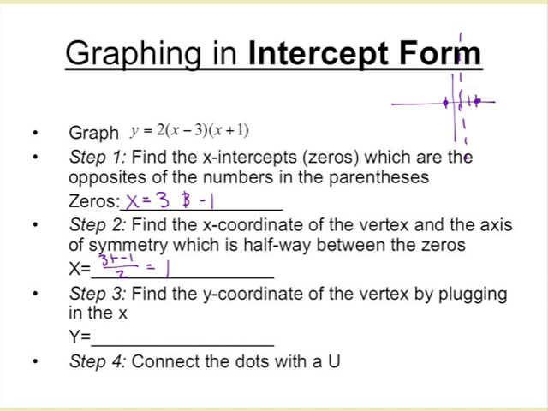So my vertex is somewhere along that line, and now I just need to know where on that line it is. And I find that by taking the 1 and plugging it into the equation. So 2 times 1 minus 3 times 1 plus 1. There's 2 times -2 times +2, which is -8. Where'd you put the 1 into? Into the equation, the original y equals equation for x. And so my vertex is down at -8, and I can connect my dots.